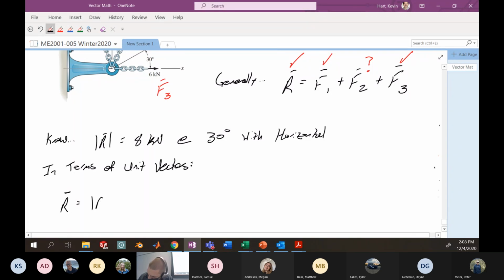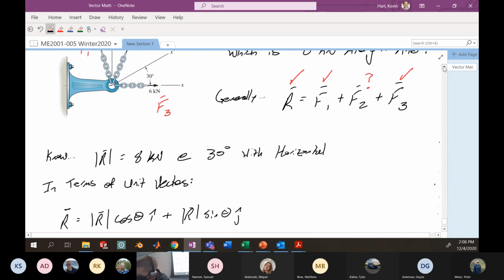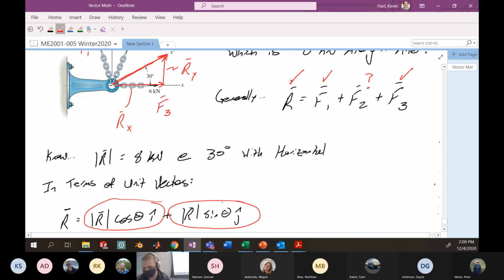Remember that our resultant force is the magnitude of the resultant multiplied by cosine theta, which is the contribution in I, plus the magnitude of the resultant times sine theta J. The triangle you want to have in your head is this: if this is your resultant force here, then we're looking at this triangle, where this is the resultant force Y, and this is the resultant force X. So we're again just splitting this up into the X and Y components using the unit vectors I and J. This would be your Rx component, the unit vector in the X direction. This would be your component of the resultant vector in the Y direction.